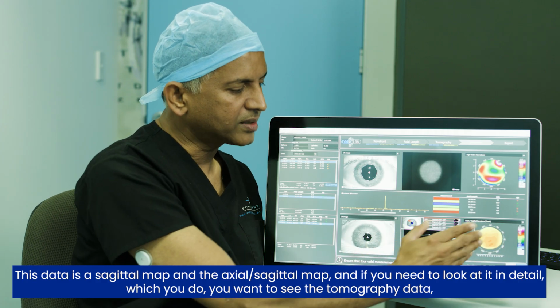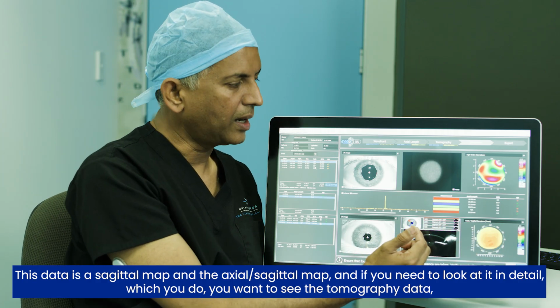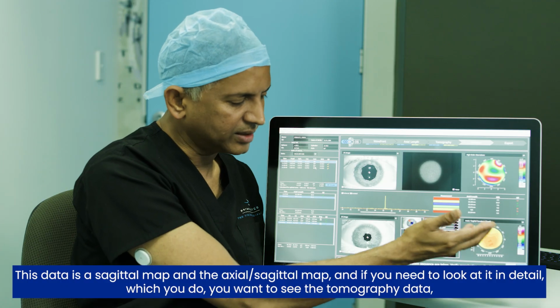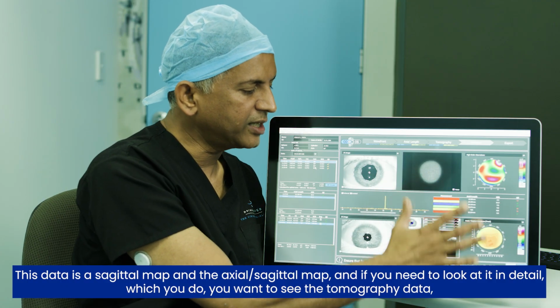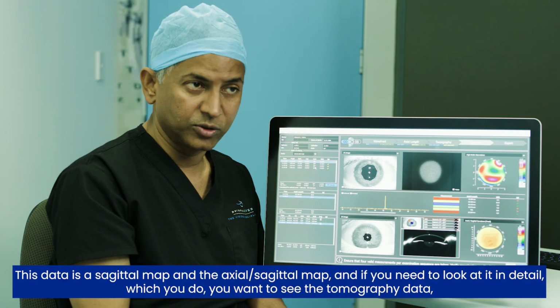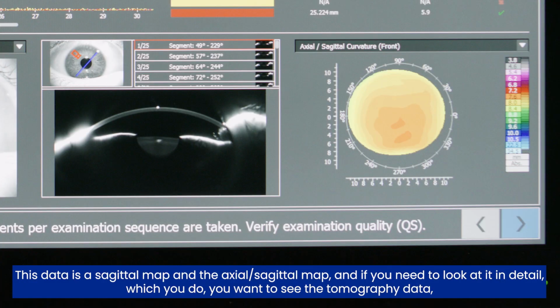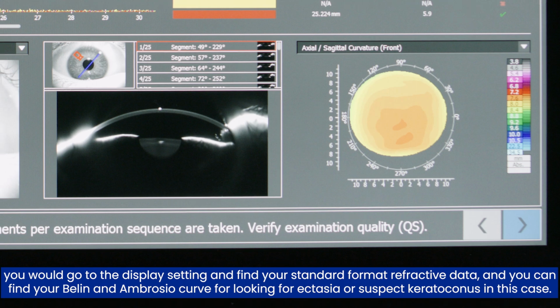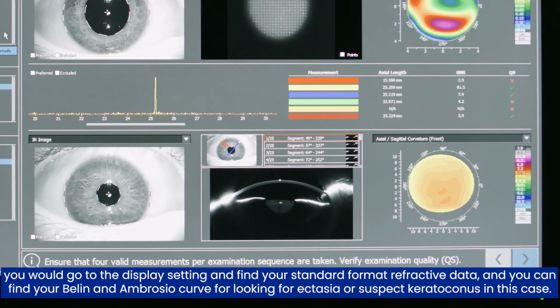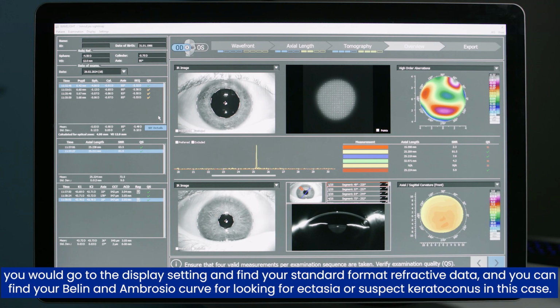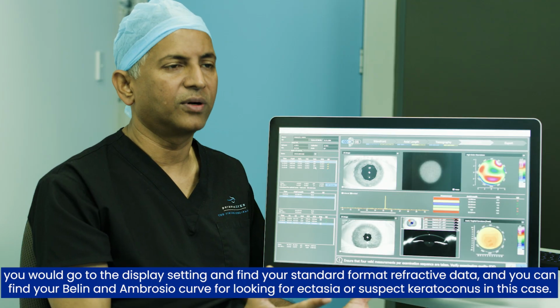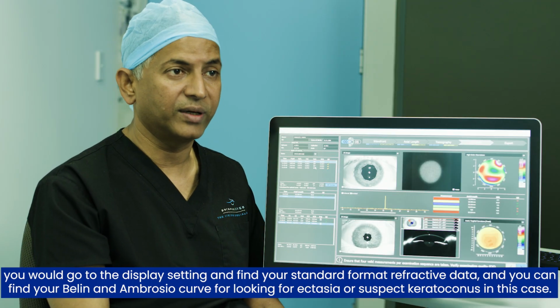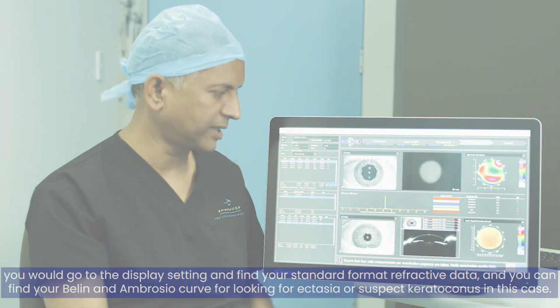This data is a sagittal map, the axial/sagittal map. And if you need to look at it in detail, which you do, if you want to see the tomography data, you would go to the display setting and find your standard 4-map refractive data. And you can find your Belin-Ambrosio curve for looking for ectasia or suspect keratoconus in this case.